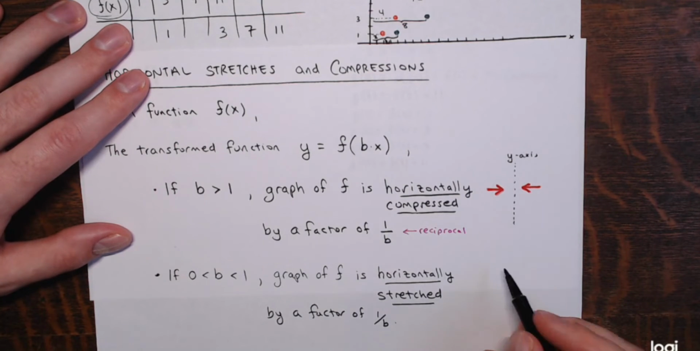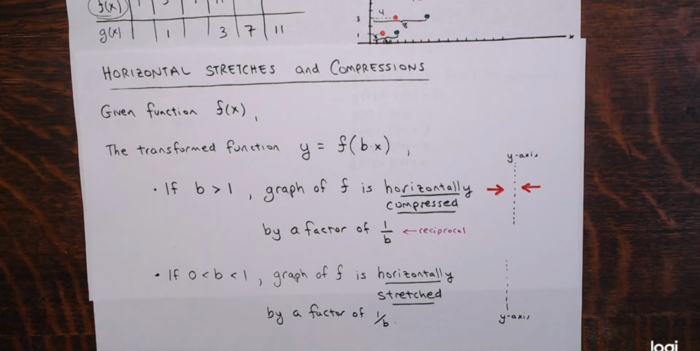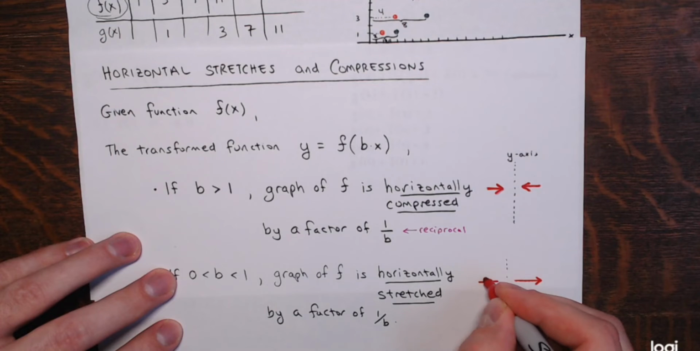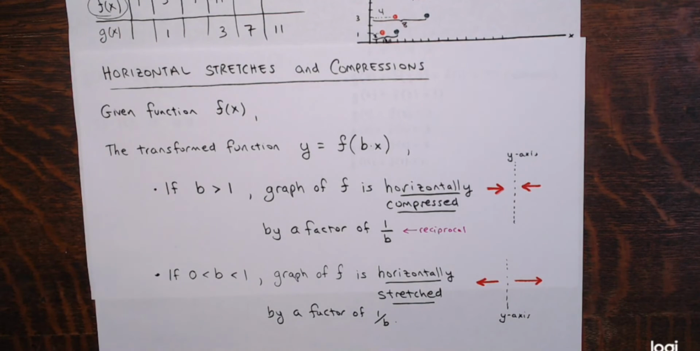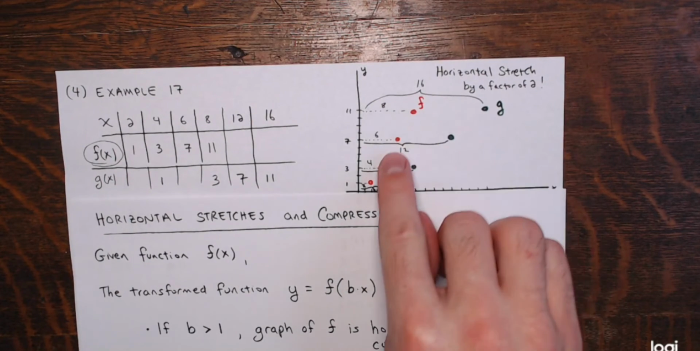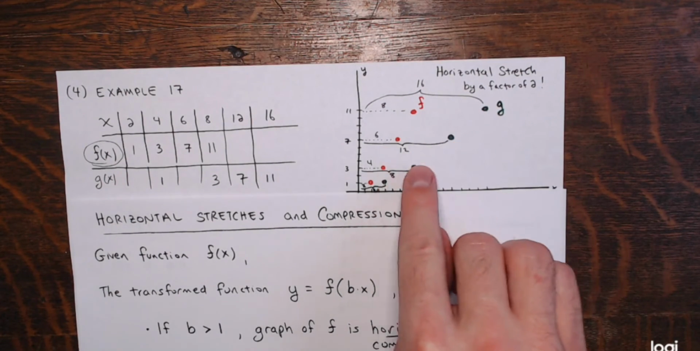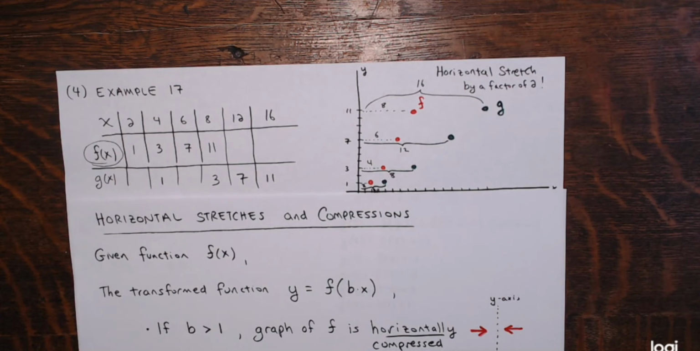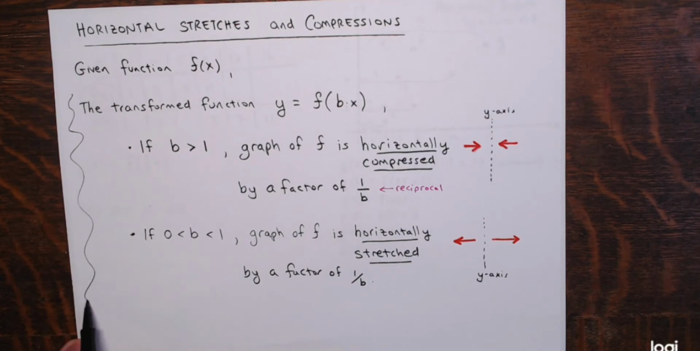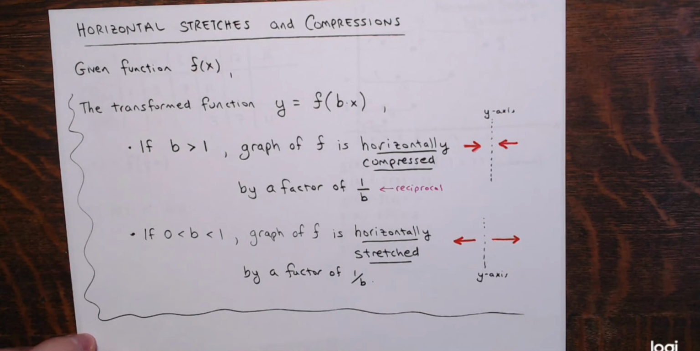And then what do I mean by horizontally stretched? Again, here's the y-axis. When I say a function is horizontally stretched, that means the points on that function are pushed away from the y-axis, like in the graph here. The points on the graph of f got pushed away from the y-axis by a factor of 2, double the distance. So keep this in mind, this is how all horizontal stretches and compressions go.